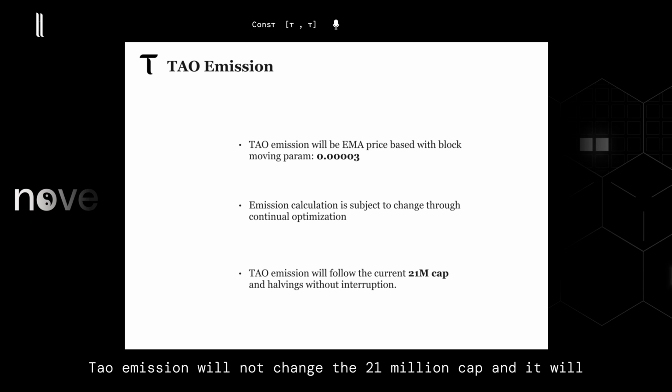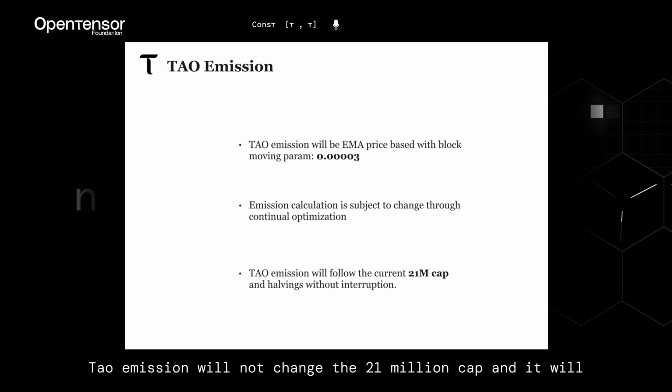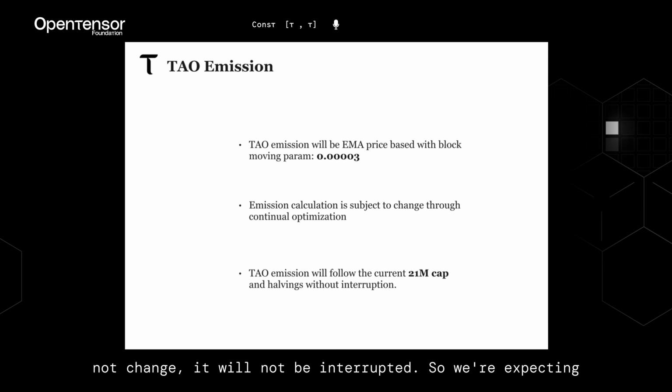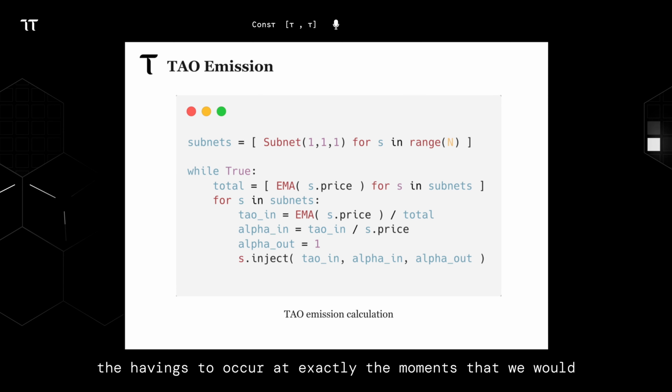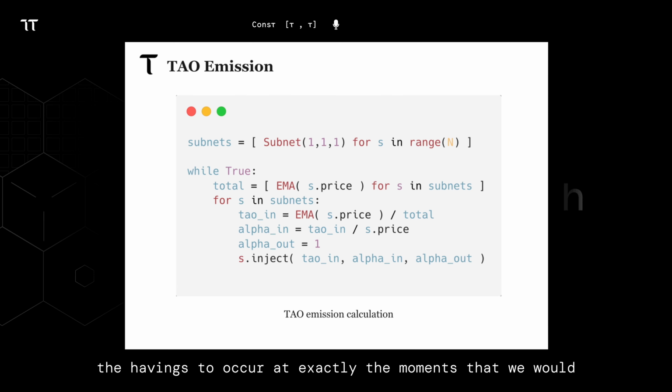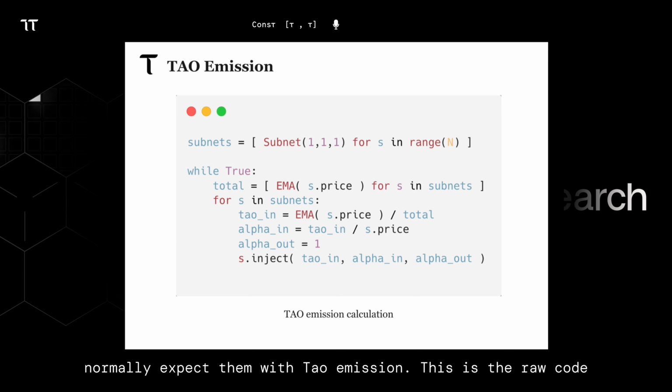So tau emission will not change, the 21 million cap will not change. It will not be interrupted. So we're expecting the halvings to occur at exactly the moments that we would normally expect them with tau emission.